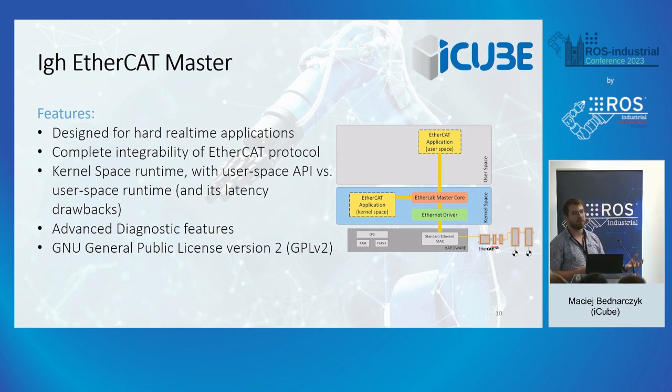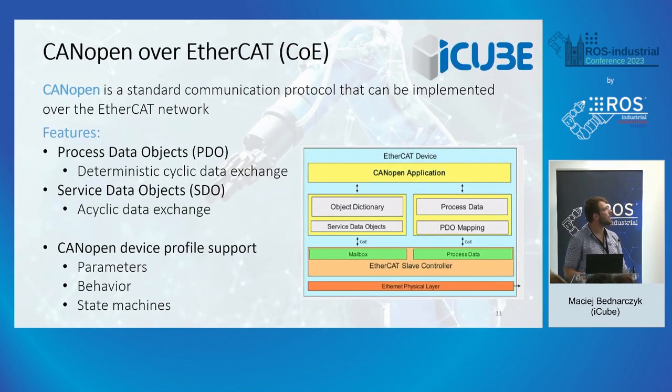So basically, you are running your application in your system user space, and you communicate with a kernel module which handles all the communication with the data layer. And also a very important point for us is that this EtherCAT Master was under the general public license, the GPL v2, that allows us to use it in our systems more widely.